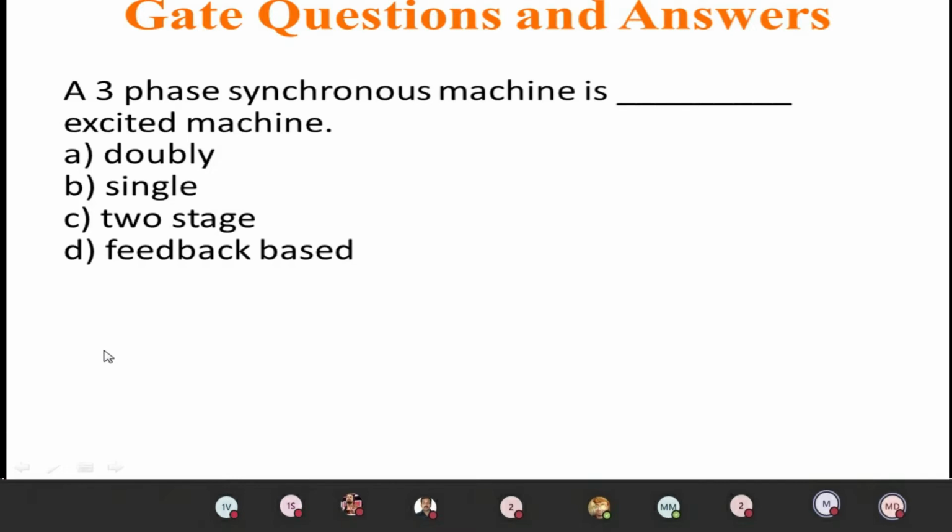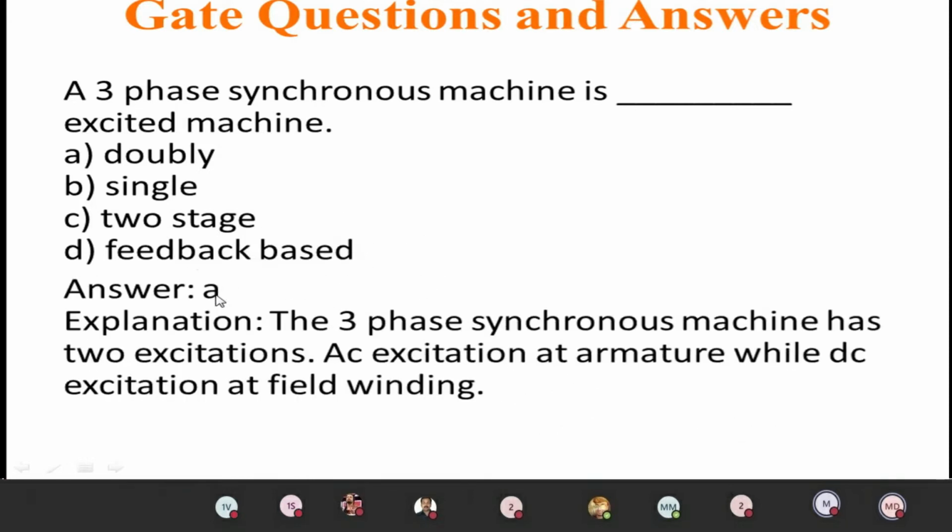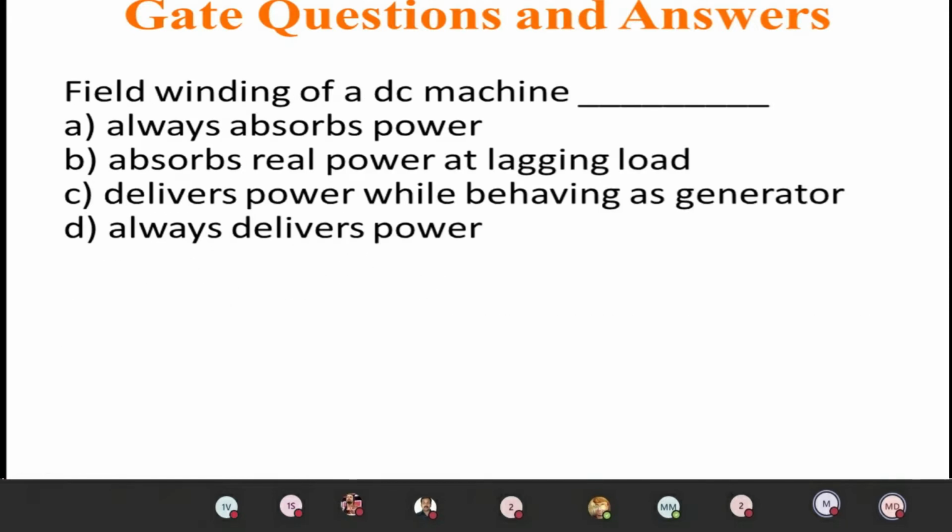So the three-phase synchronous machine is a doubly excited machine. Answer: a three-phase synchronous machine has two excitations. The AC excitation, that is the excitation due to the flow of AC current in the armature, while DC excitation is at the field current. So that may be the answer. We will move to the next one.